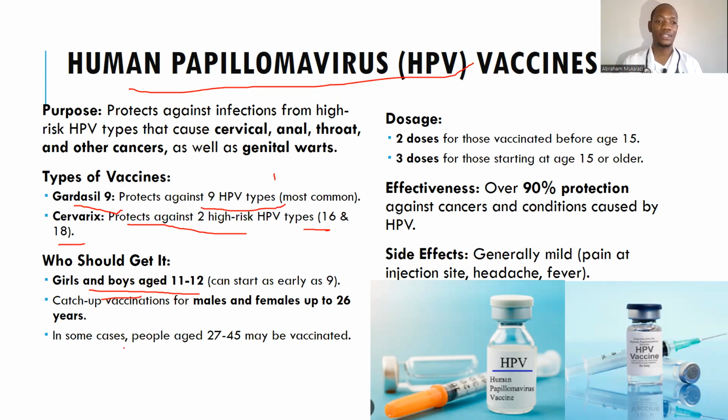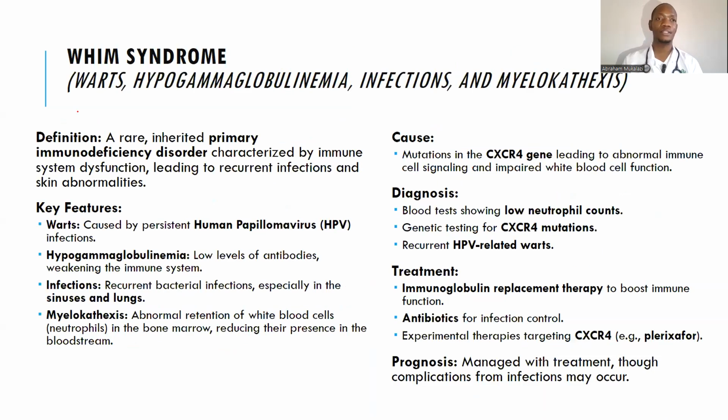Sometimes we also give this vaccine to people aged between 27 and 45, and even in the elderly, to minimize the development of these warts. Usually we give 2 doses before the age of 15, or 3 doses if you start at the age of 15 and above. It gives you up to 90% protection against cancer and conditions caused by HPV. Side effects are just mild pain at the site of injection, headache, and a little fever, and that's it. And we shall look at a few syndromes that are associated with warts.